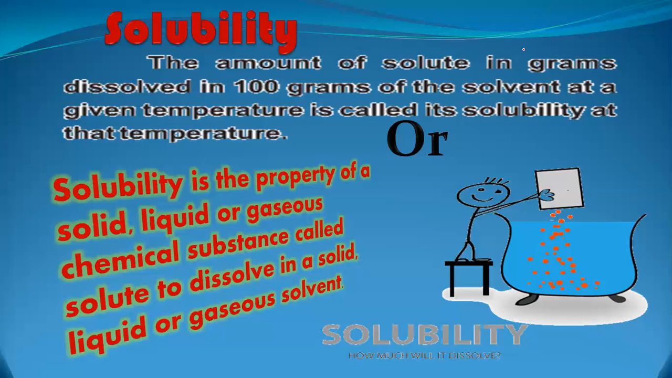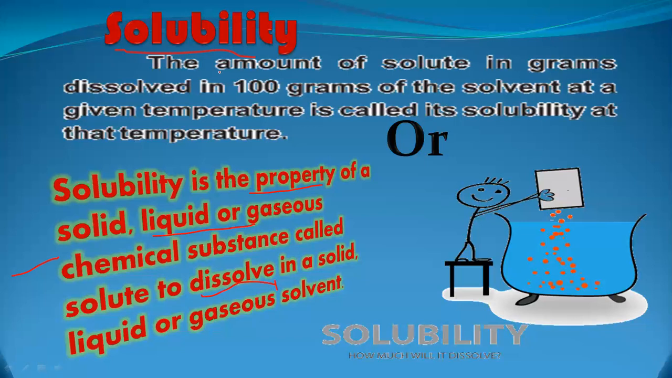Today we will see solubility. Solubility means actually that comes from the word soluble, means to be dissolved. So solubility is actually the ability of a substance, like a property of a substance or solid, liquid or gas substance to be dissolved in any type of solvent.